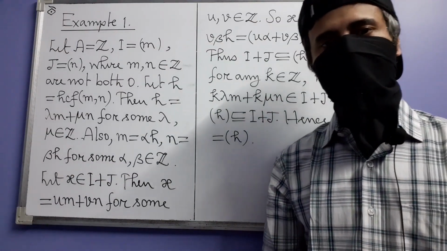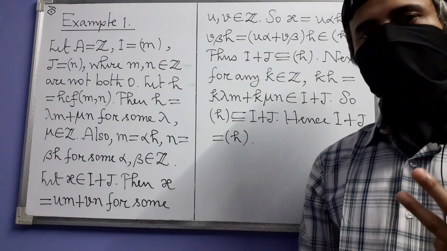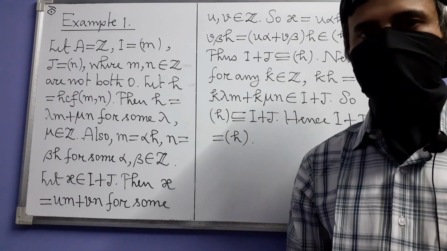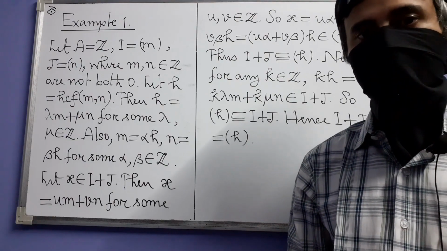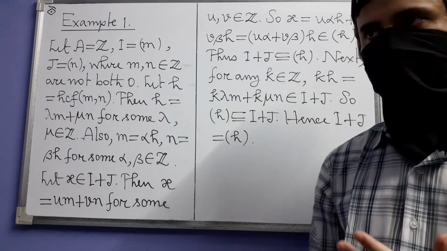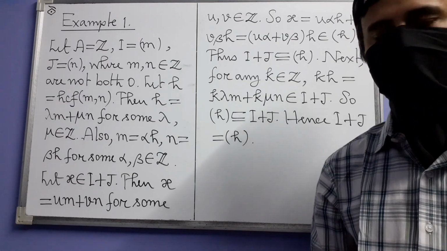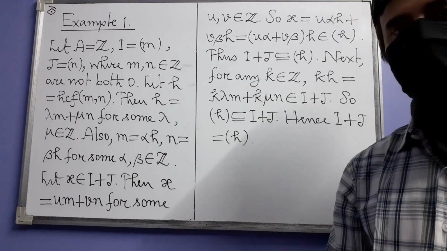Okay, so in the previous video, we saw three operations on ideals: the sum of two ideals, the product of two ideals, and the intersection of two ideals. Now today we are going to see some examples involving these operations. So let's see this example 1 first.